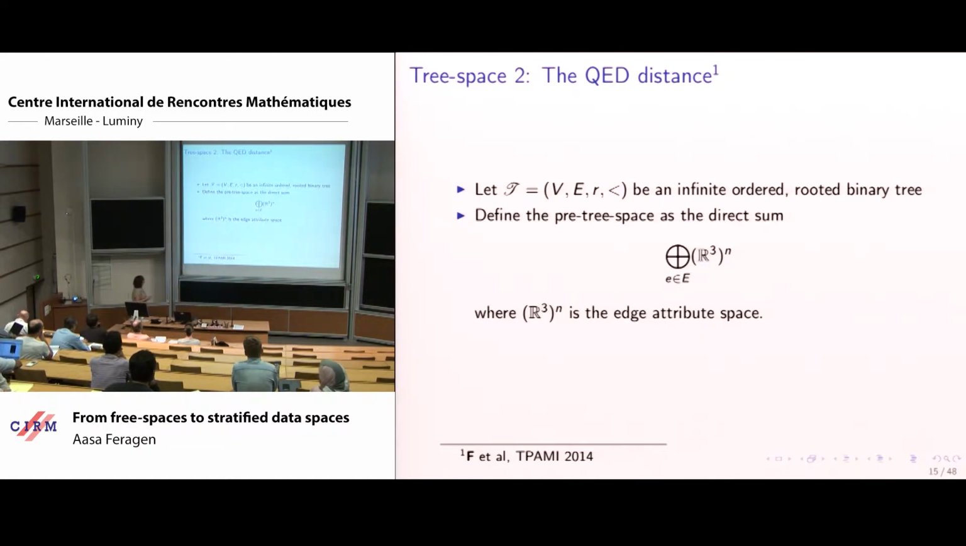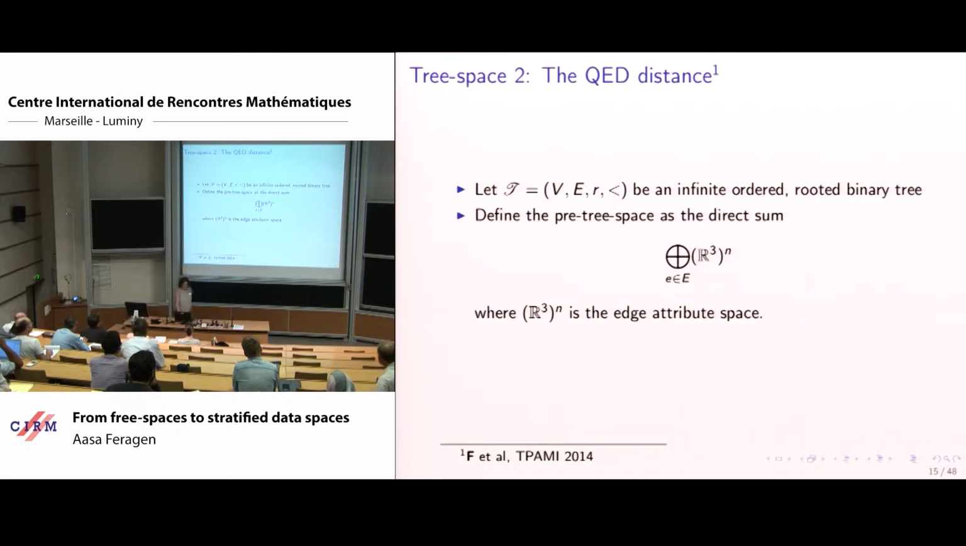So if you fix your infinite ordered rooted binary tree that's going to parameterize all your trees, this direct sum over edge attribute spaces now gives you what you can call a pre-tree space. I used to call this a pre-shape space, but I don't dare to do so anymore because there are a lot of things I'm not factoring out. So let's call it a pre-tree space. Now, this parameterizes all the possible trees you could have.